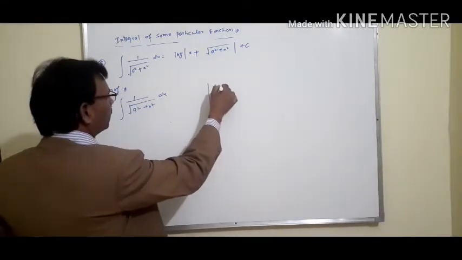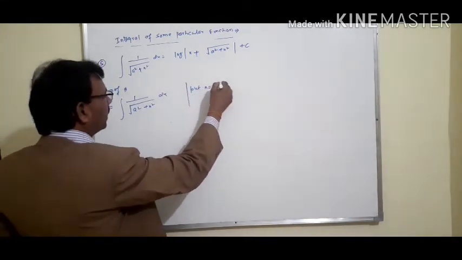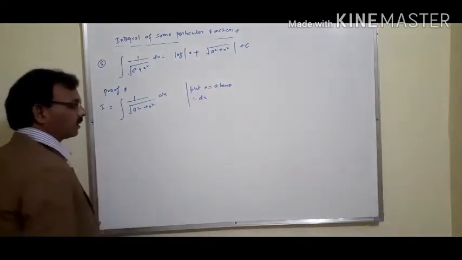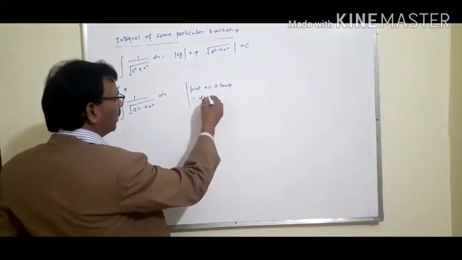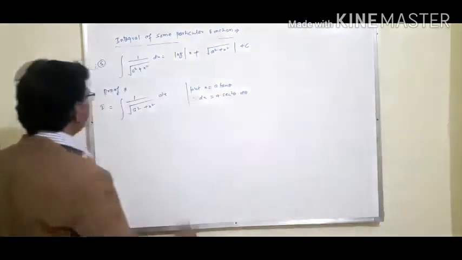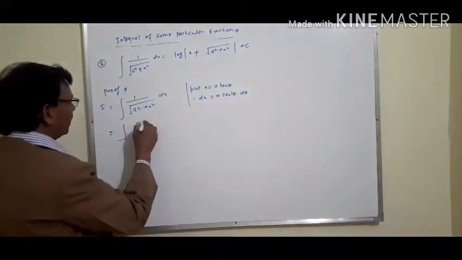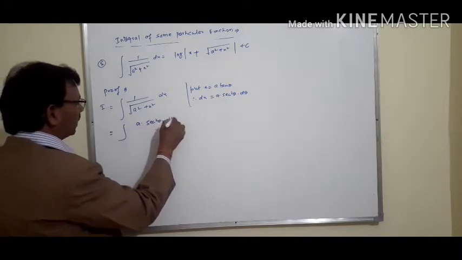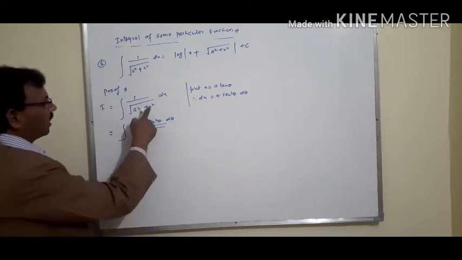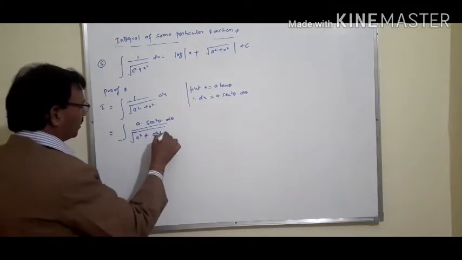In this function put x equal to a tan theta. Therefore dx, differentiating this with respect to theta, will be a into sec square theta into d theta. Now replace dx by a into sec square theta into d theta, a into sec square theta into d theta whole upon root under a square plus x square, with x replaced by a tan theta, so this will be a square tan square theta.